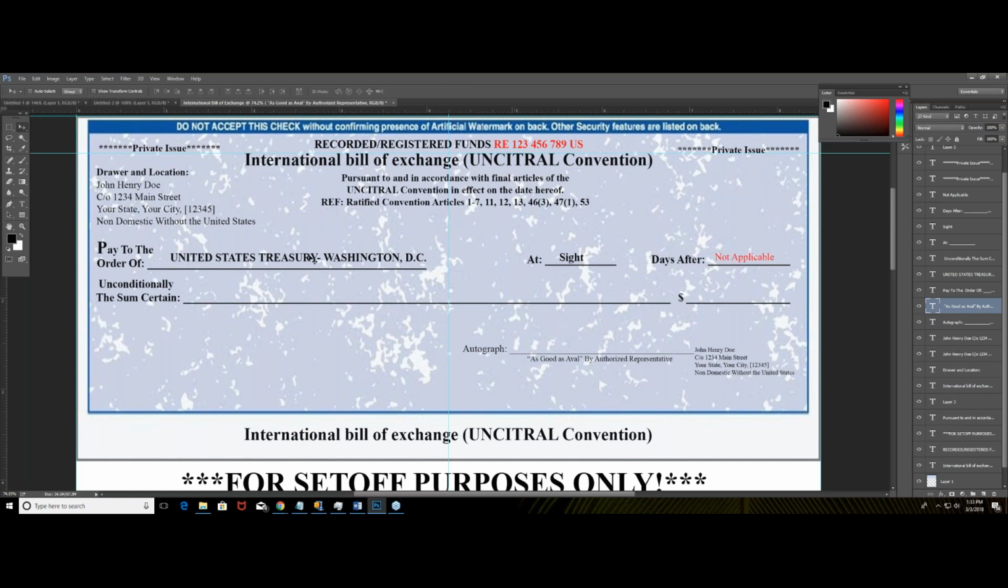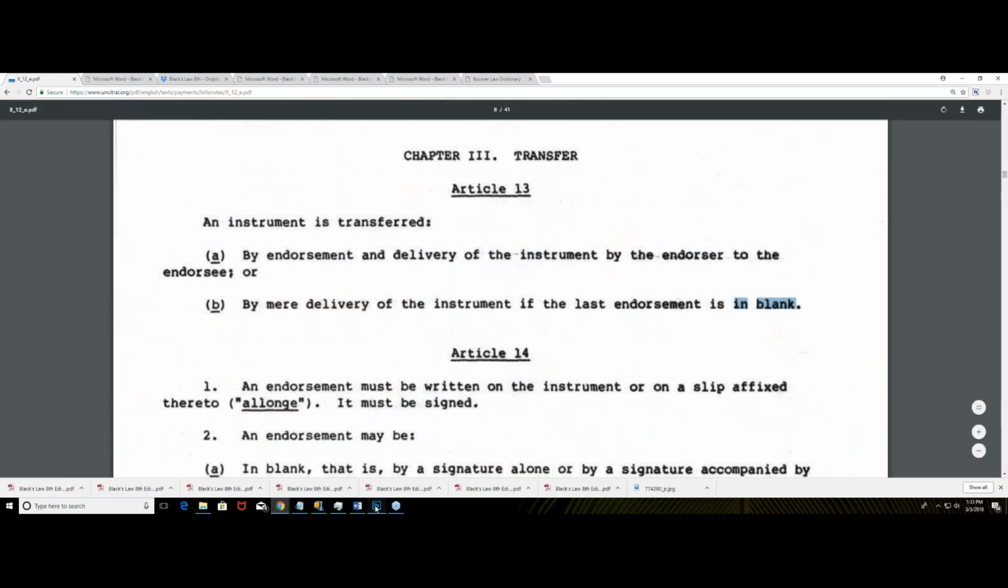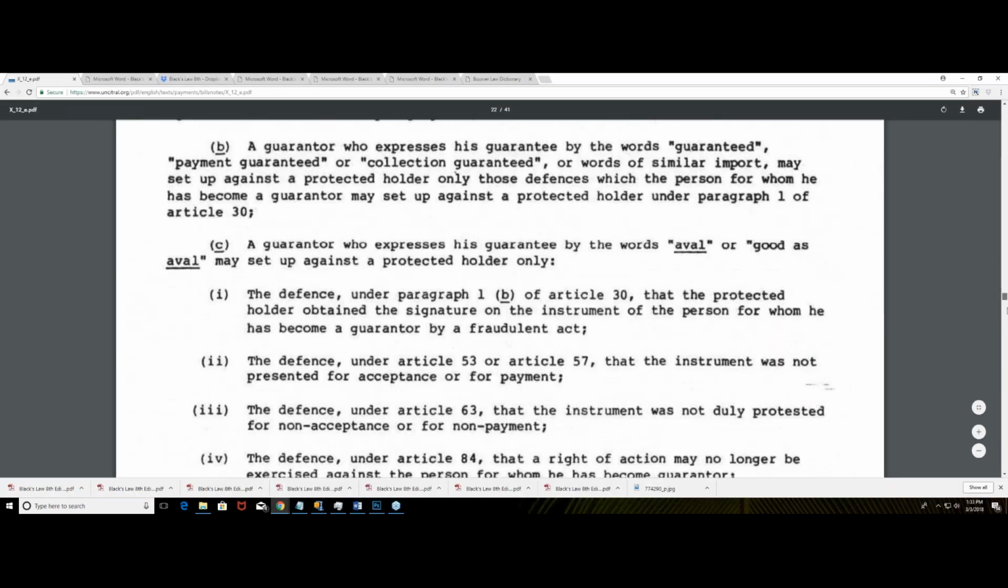Okay, so let's get back to the articles. All right, we read 11, 12, 13. We read 46 and 47. Let's look at 53 now. Or did we read 14? Did it say 14? No, yeah, I was going to say 53.